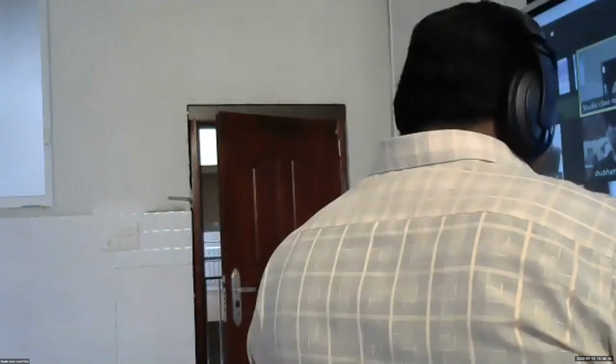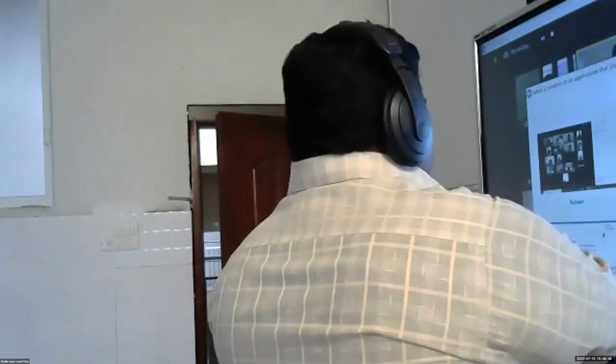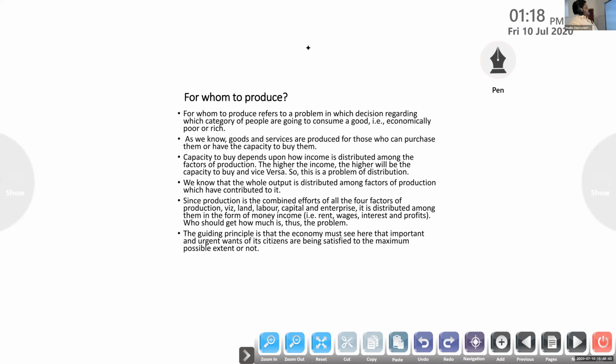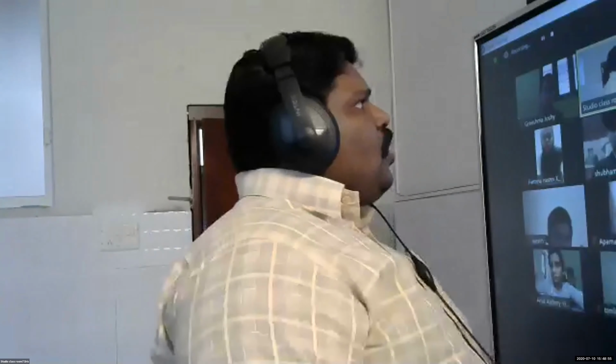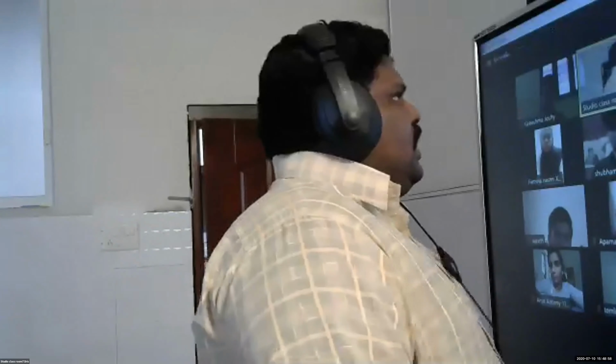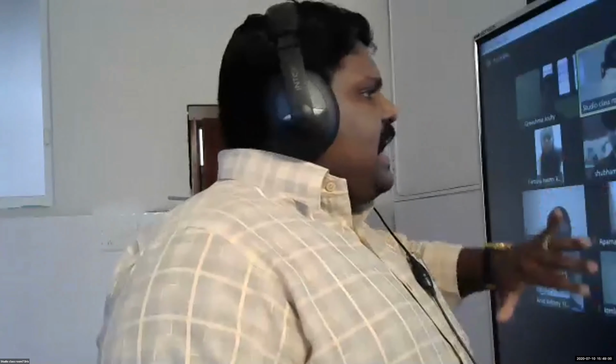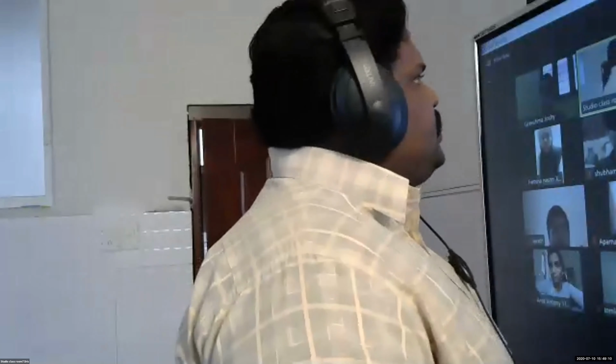Okay, so we will read it. Here it is, for whom to produce. For whom to produce refers to a problem in which a decision is made regarding which category of people are going to consume a good. Basically, we can say economically rich or poor. In each and every economy we can find these two sets of people, and one more set, basically called the middle class. These are basically called the haves and the have-nots. Clear?